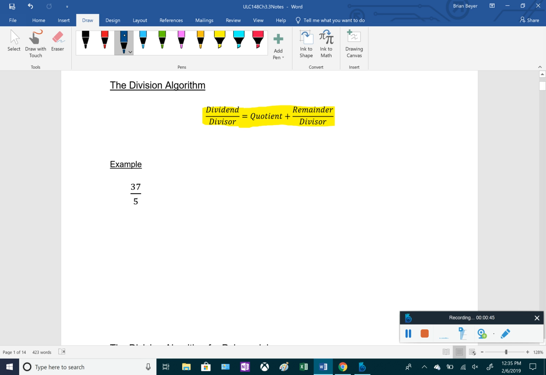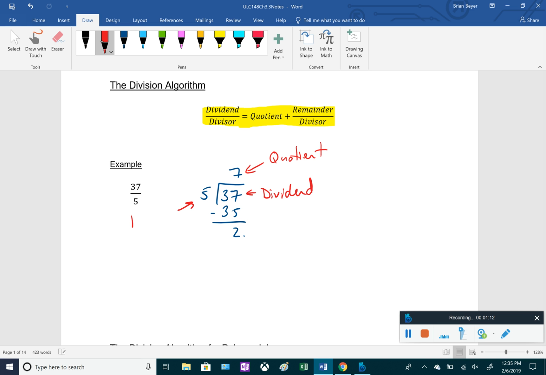So 37 divided by 5, what we would do is we would divide it like this. And say 5 goes into 37 7 times. You multiply 7 times 5, subtract, and we get 2. So this 7 is the quotient. The 37 is the dividend. The 5 is the divisor. And 2 is the remainder.